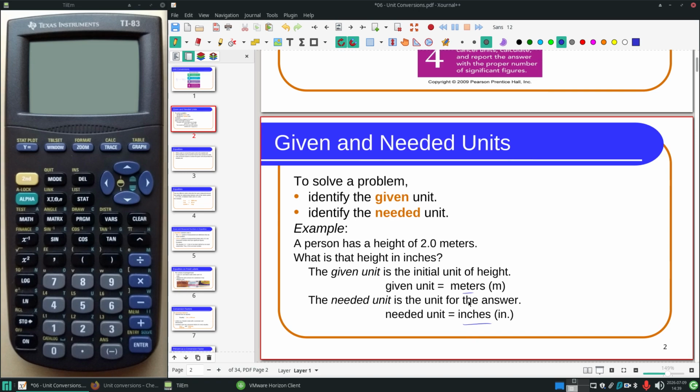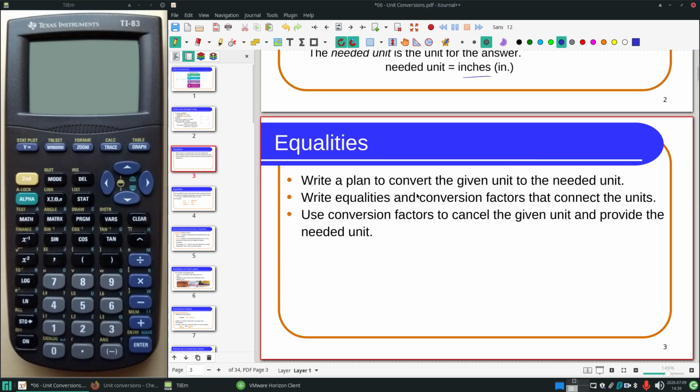Now the strategy here is to look for a conversion factor that relates inches to meters. If we have an equality that has units of inches and meters, we're just looking for that. But if we don't have it, like for instance, let's say we had meters and feet, well then we just need a second one, because we could also go feet to inches. So that's what we're looking for, that pathway. Once we have those two units, we're looking for equalities that relate those units. So that is the plan it's talking about.